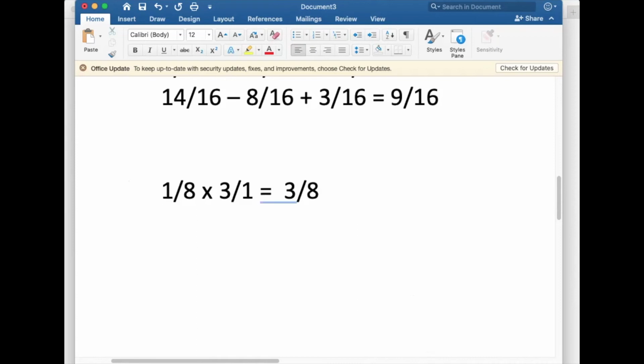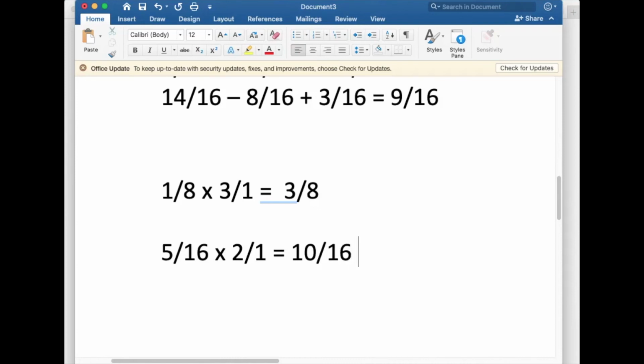How about 5/16 times 2? Again, 2 is the same thing as 2/1. So 5 times 2 is 10. 16 times 1 is 16. And 10/16 is the answer.